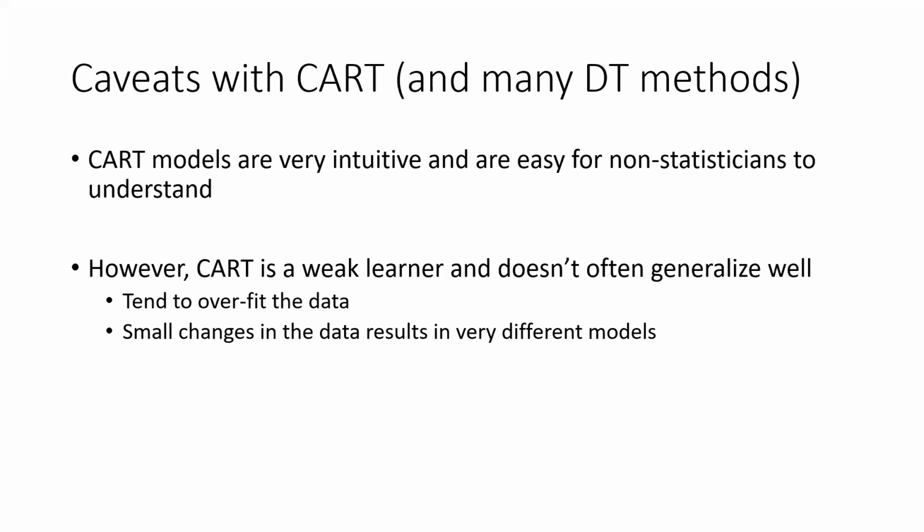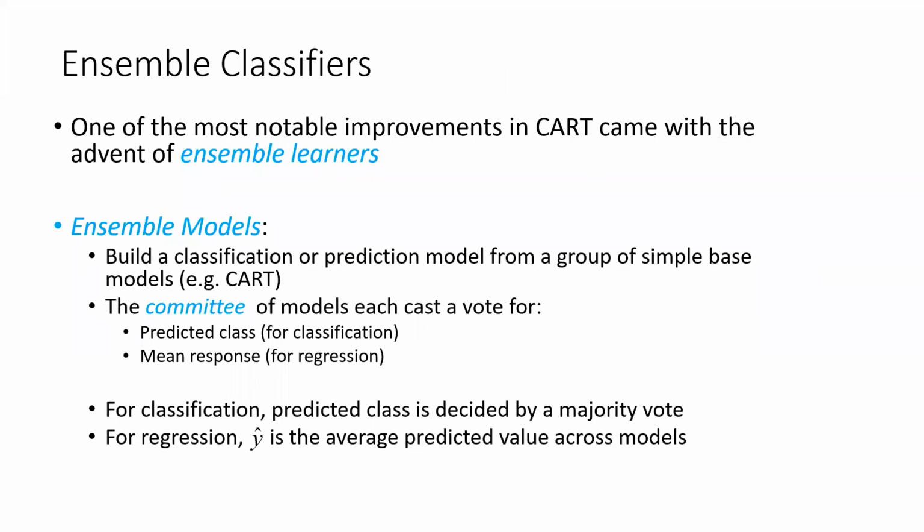So if you're trying to use them to make predictions, they'll often predict very well on the data set you use to build them. And then when you go to predict anything else, they're terrible. So that's the main caveat. So what can we do about that?